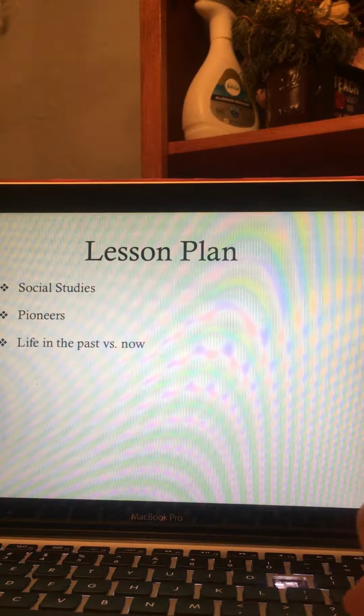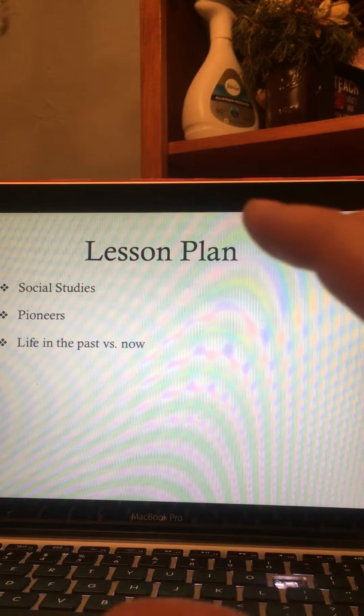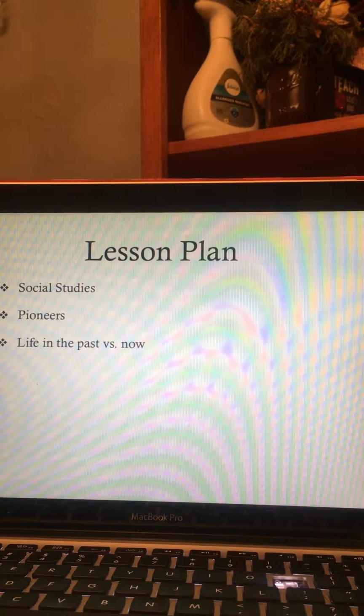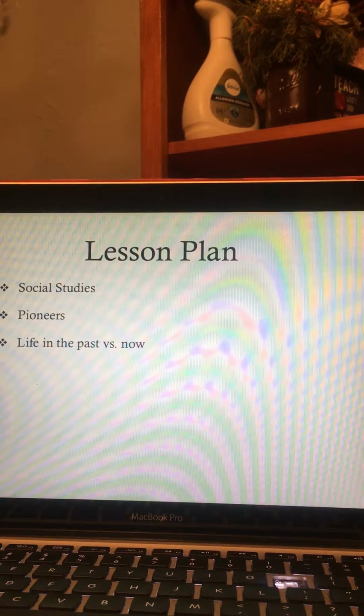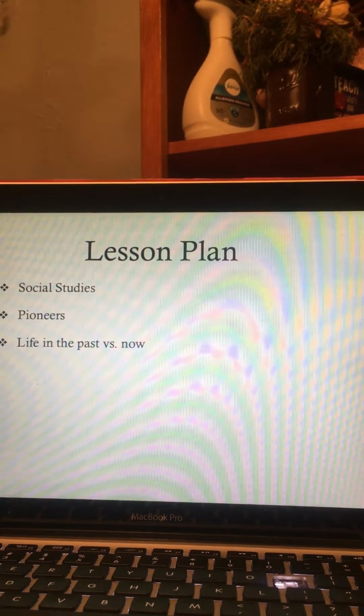The lesson plan I chose for this PowerPoint was from a unit. It's an introductory lesson, the first lesson in a unit plan that I created this summer for my summer block courses. And it's on social studies. It's a focus on pioneers or westward expansion. And the main thing that we look at is we're comparing life in the past versus now.